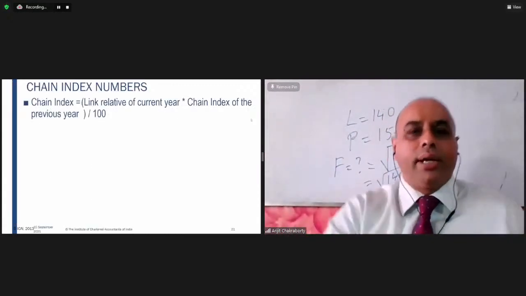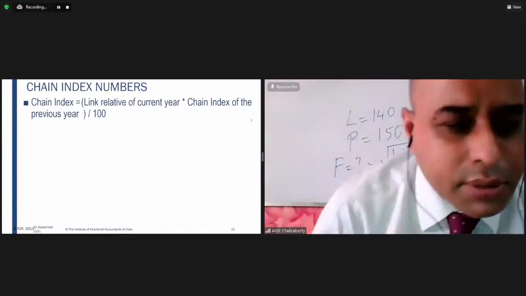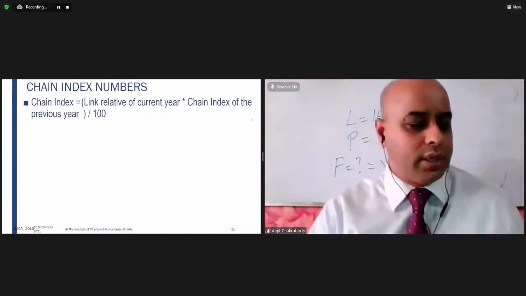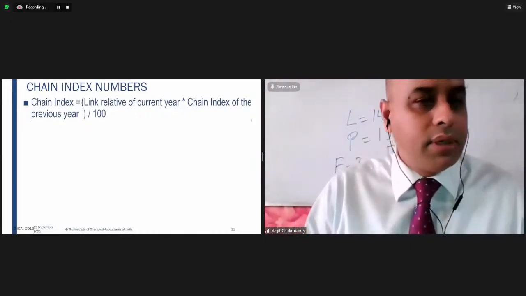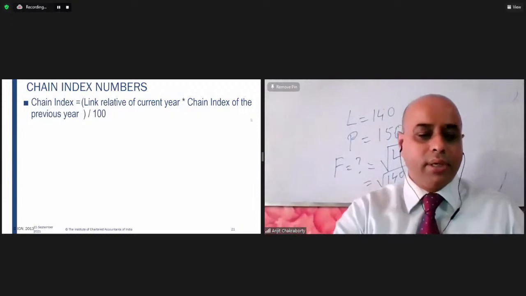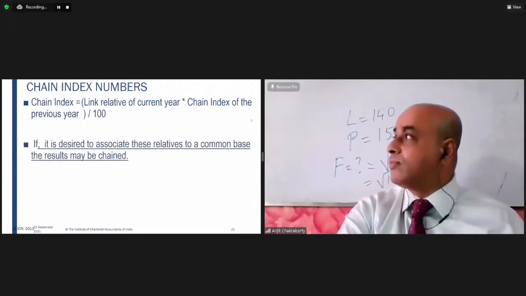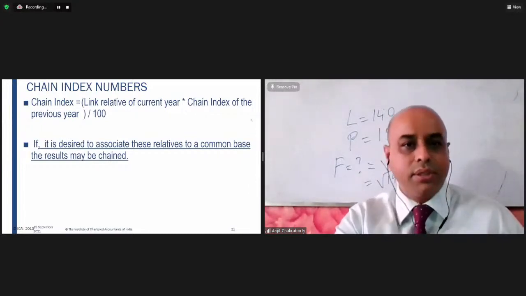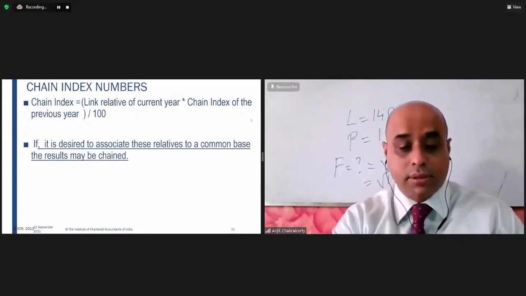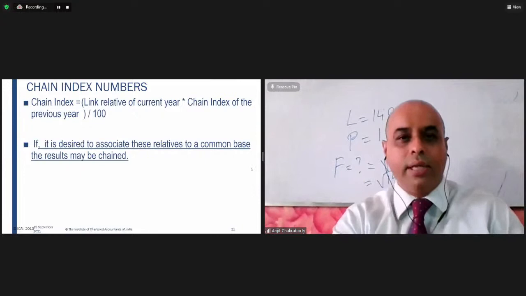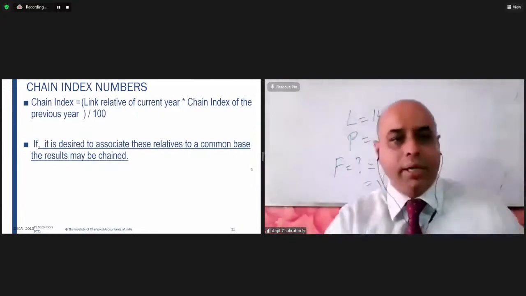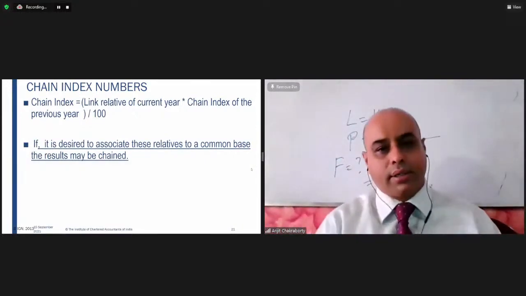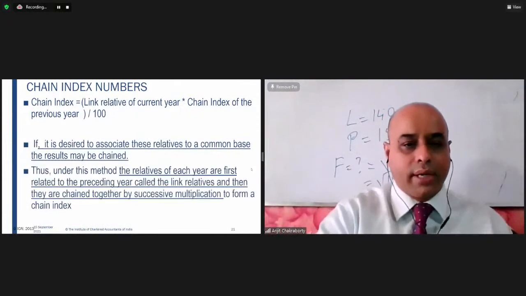Now we have the chain index number. Sometimes a question might be expected on chain index numbers. Chain index number is nothing but the link relative of the current year multiplied by the chain index of the previous year, and this is again divided by 100. So link relative of the current year into chain index of the previous year divided by 100. We shall see this through an example.